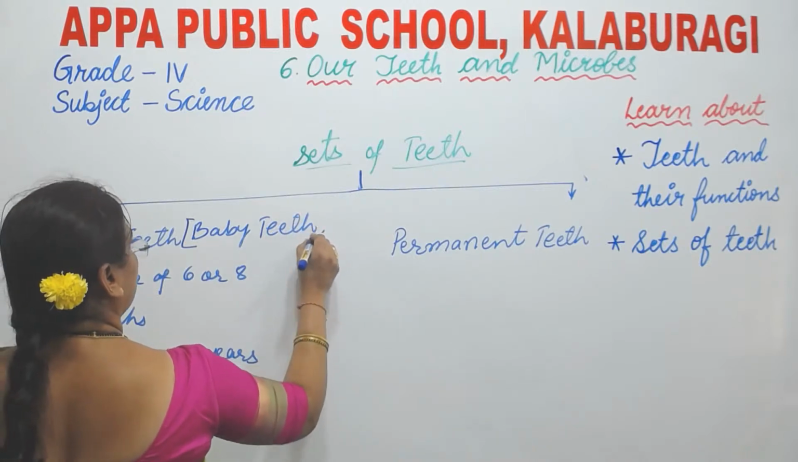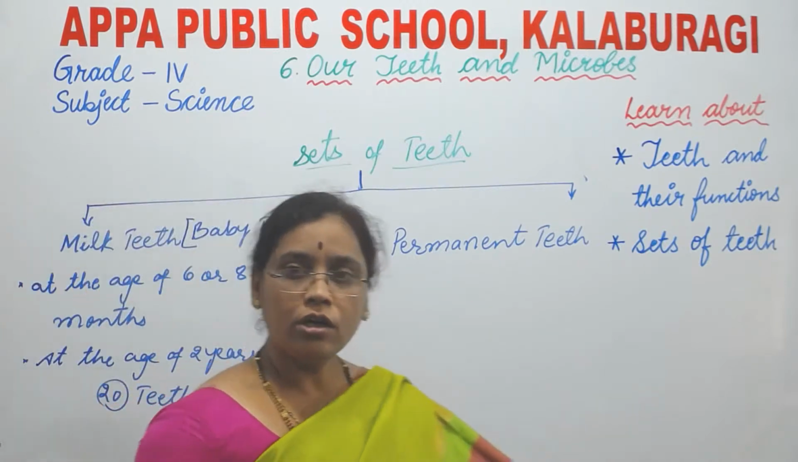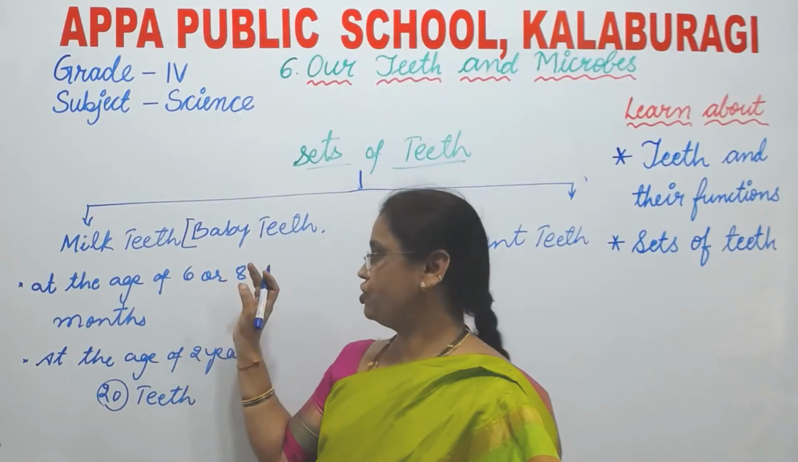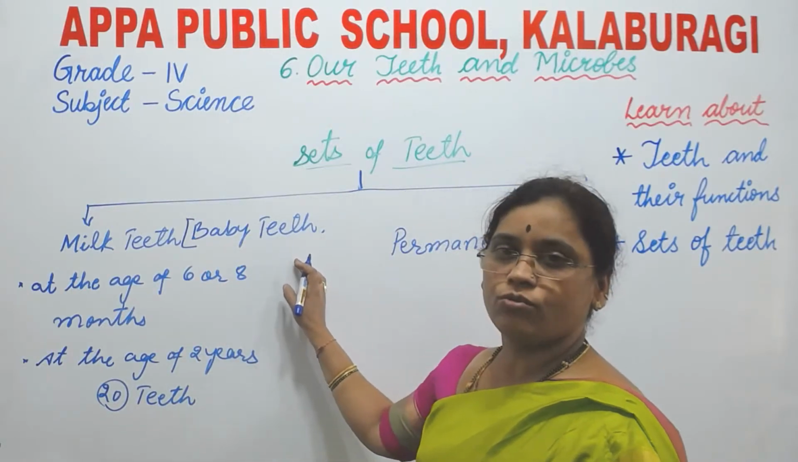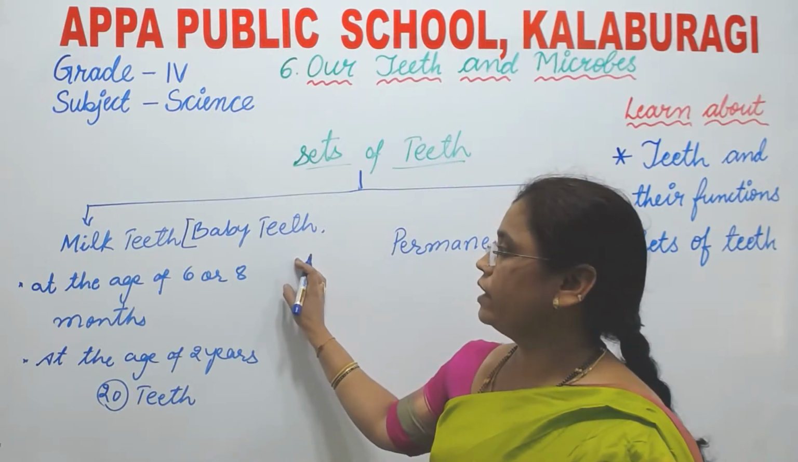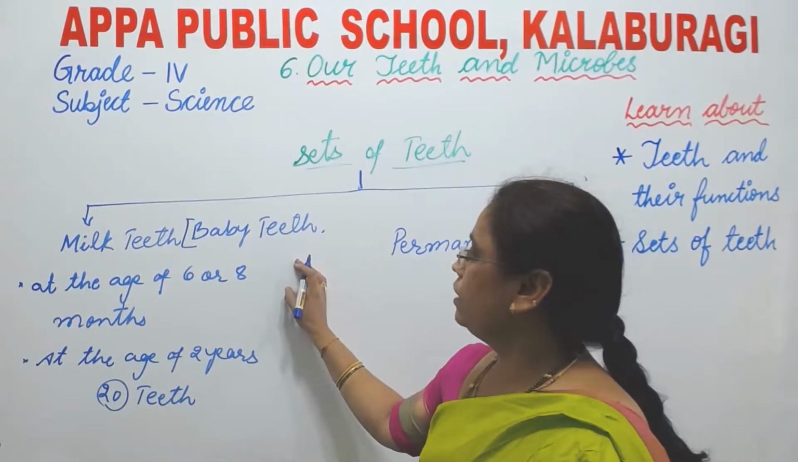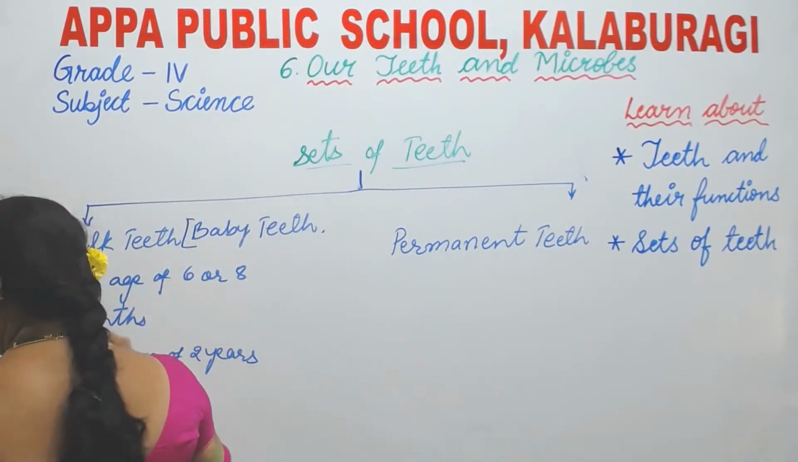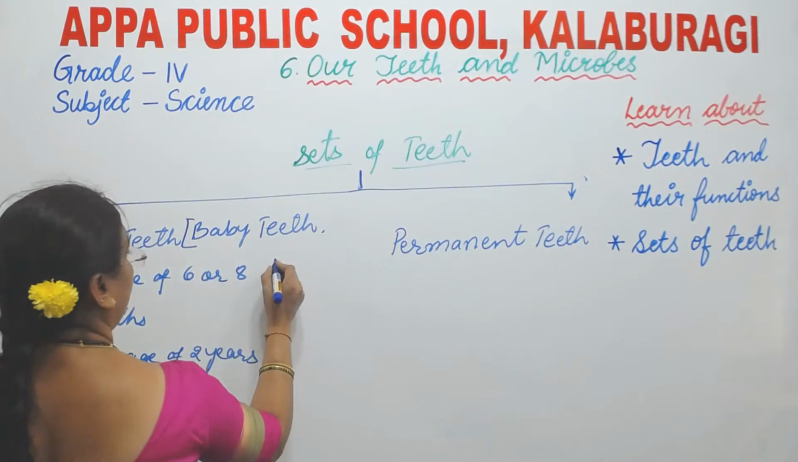Why are they called baby teeth? Because they appear in the infant stage, the baby stage. That's why these teeth are also called milk teeth. And another name for milk teeth is primary teeth.